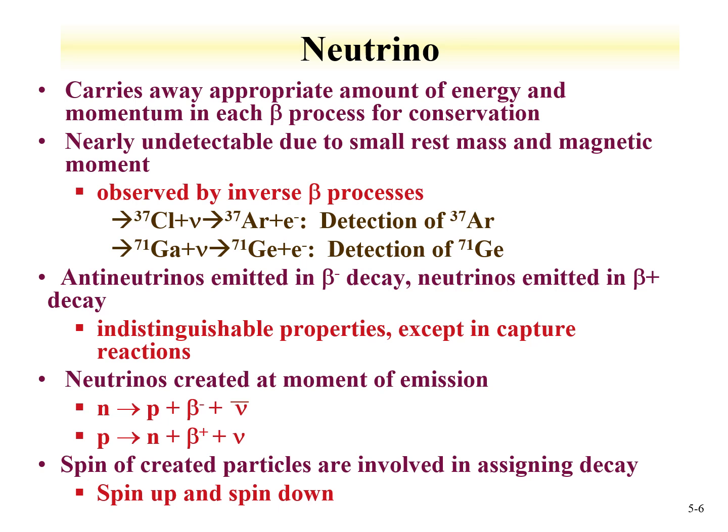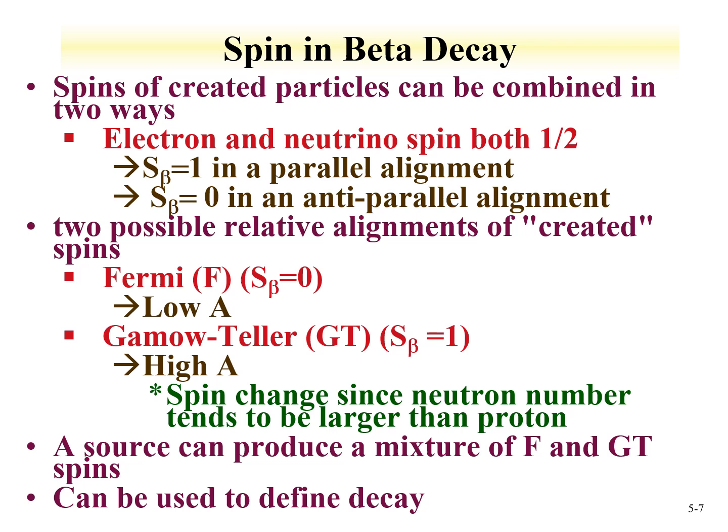The spins of these neutrinos are involved in assigning decay, so they can have either spin up or spin down properties. The electron and neutrino spin can be aligned or anti-aligned during decay. So if they're aligned, if they're parallel, the spins will sum up. The spin change will be on the order of 1, either +1 or -1. If they're anti-parallel, they cancel, and the spin change will be 0. So there are two possible alignments for the spins.